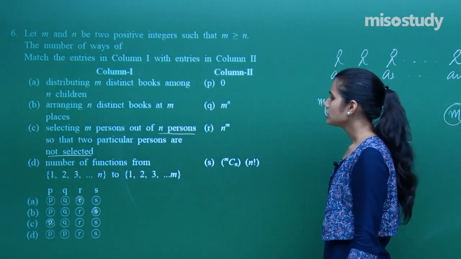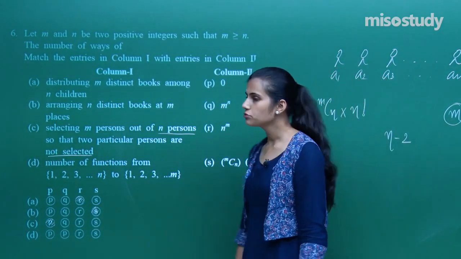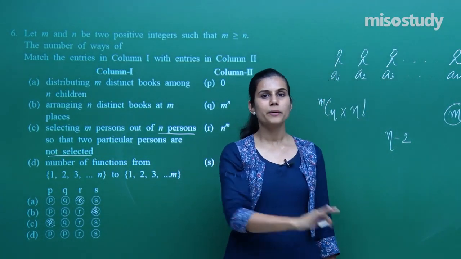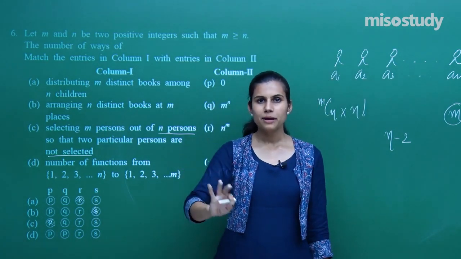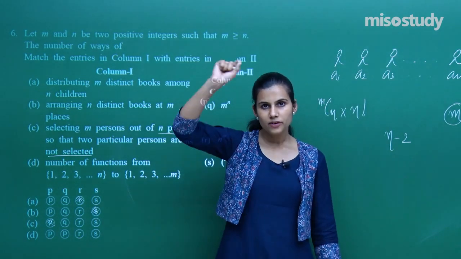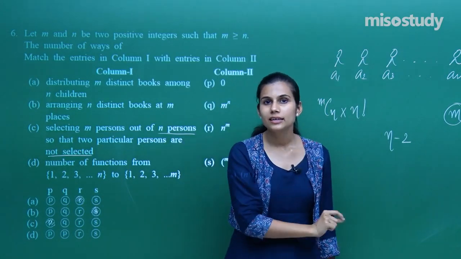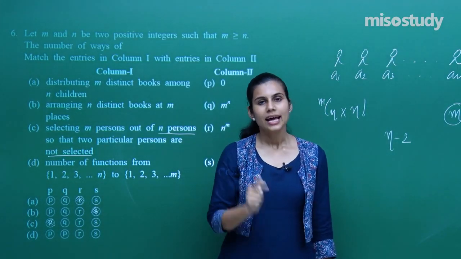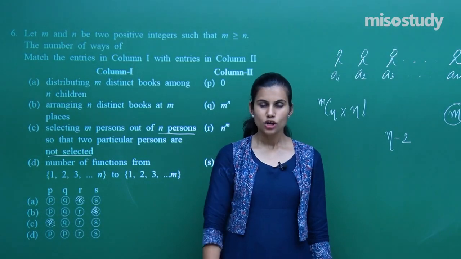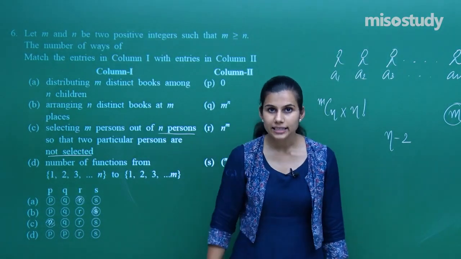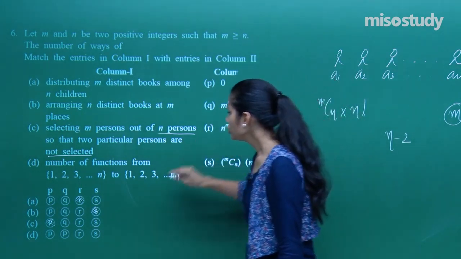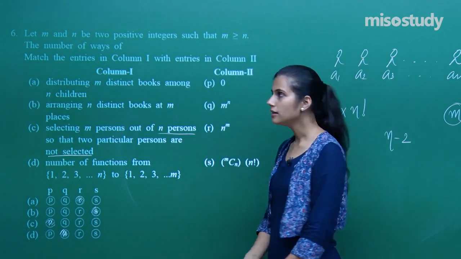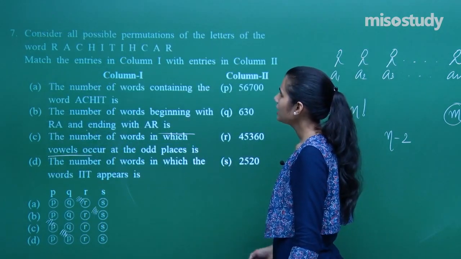Then you have the number of functions from {1, 2, 3, up till n} to {1, 2, 3, up till m}. Now this is very nice because m is greater than n, so the codomain has more members than the domain. Domain has n members, codomain has m members. The first, that is 1, can be mapped in m ways, 2 can be mapped in m ways, 3 can be mapped in m ways, and so on, n can be mapped in m ways. So basically m into m into m, n times, that is m to the power n, so Q gets matched against D. Clear?